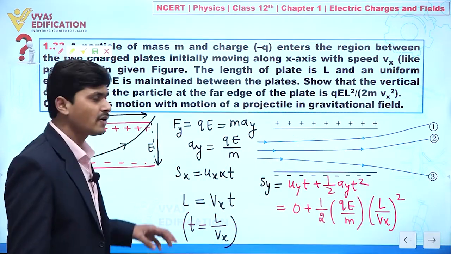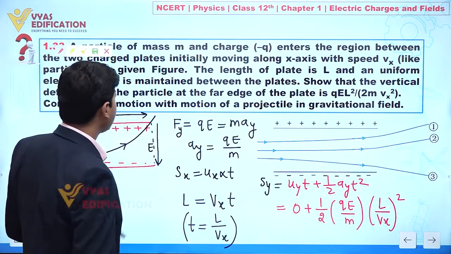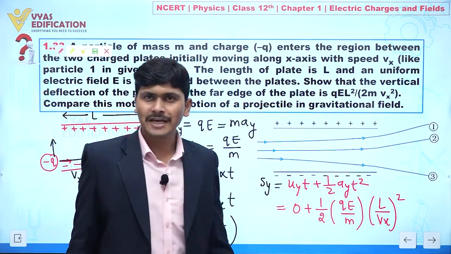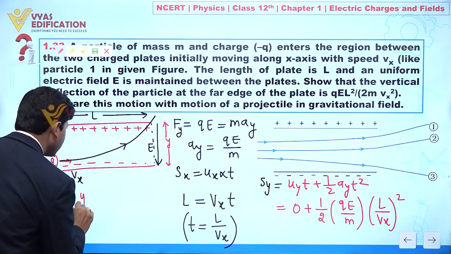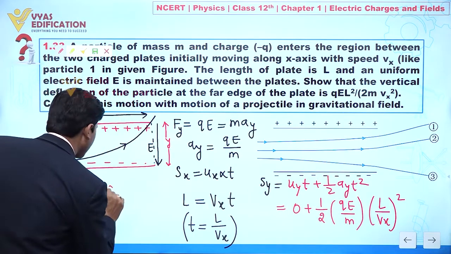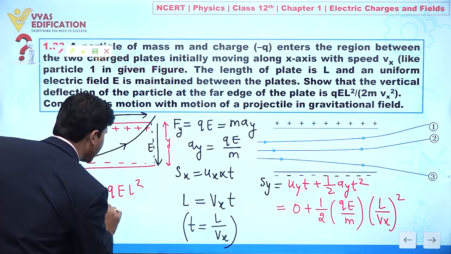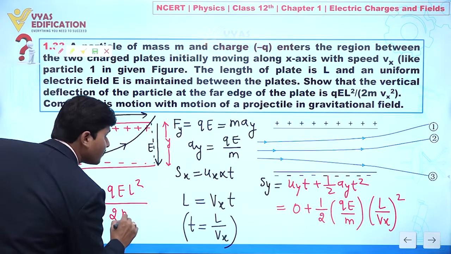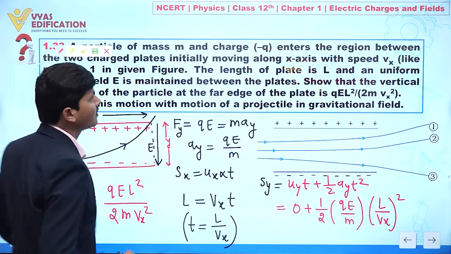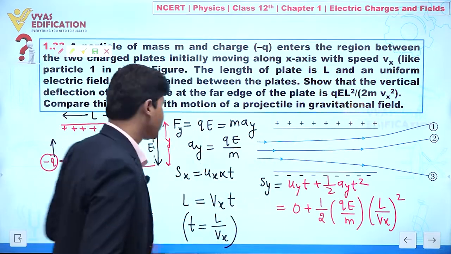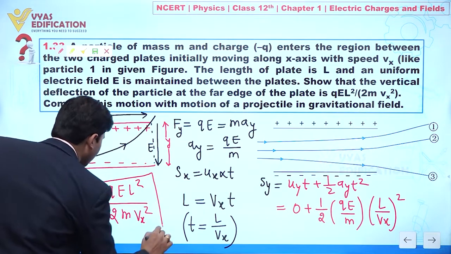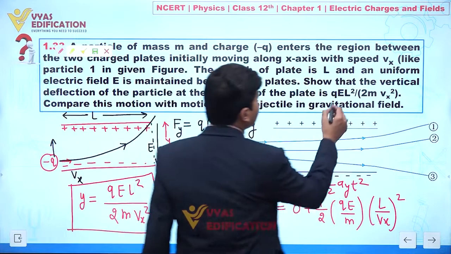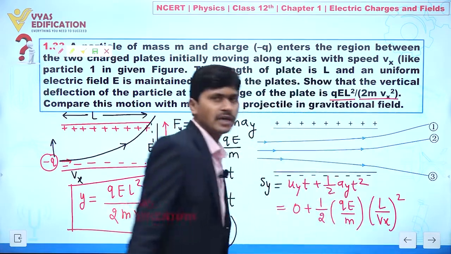Clear? So our objective in this question is to calculate the deflection. Let's suppose I am assuming the deflection in the vertical direction is y. Clear? So we can write y should be equal to qE L square upon 2 m Vx square. Clear? So we have to prove only this deflection. So this is our proved expression: qEL square upon 2m Vx square.